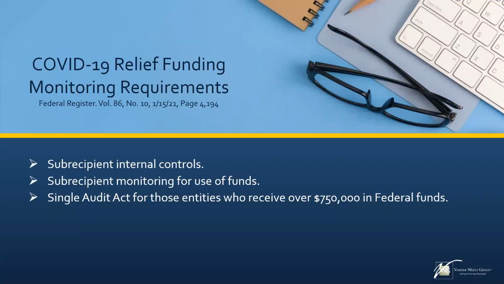So let's talk about the COVID-19 relief funding monitoring requirements. And we're going to talk about three of the big ones. We have to make sure that when any of our subrecipients receive COVID-19 relief funding from any of the sources, whether it's from GEER, the Governor's Emergency Education Relief Fund, or the ESSER, or even the higher education funds, we need to make sure that they have adequate internal controls, that we have a monitoring plan in place, and that if for some reason they now become eligible for the Single Audit Act, that they ensure that happens.